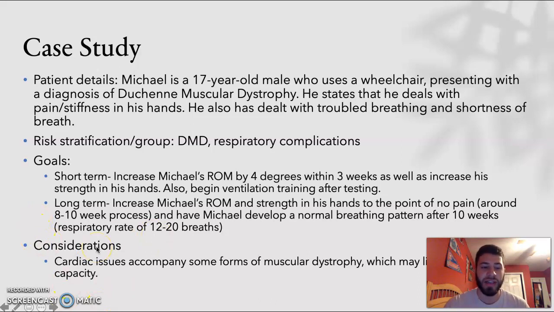Some considerations we have: cardiac issues accompany some forms of muscular dystrophy, which may limit your exercise capacity. So we want to watch out for that.